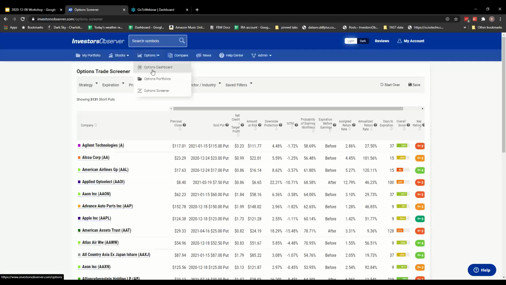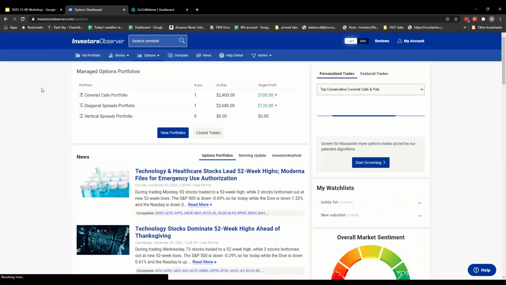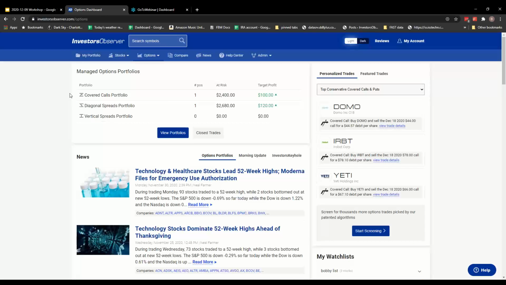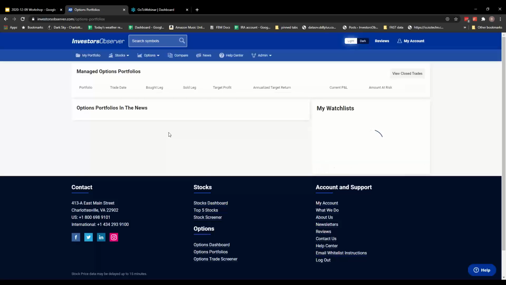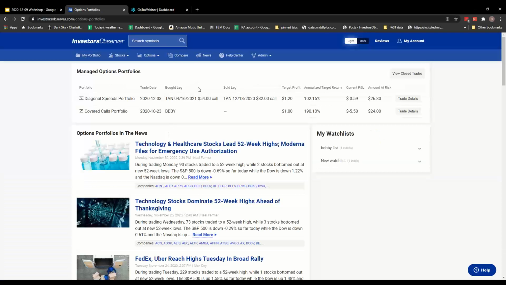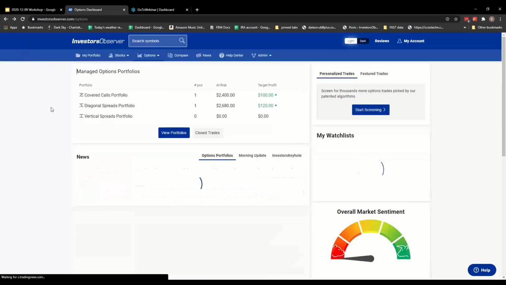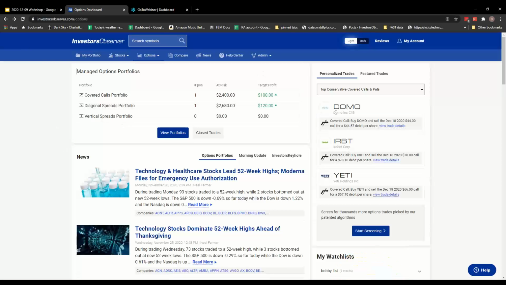Okay, so Susan asked, how do you use the options dashboard? The options dashboard is really sort of a landing page. The idea is you can come here and then go to something else. There's also some quick reference stuff. We have our model option portfolios that you can get to from here. We have these 2 trades open right now, and we'll probably be opening more as time goes on.